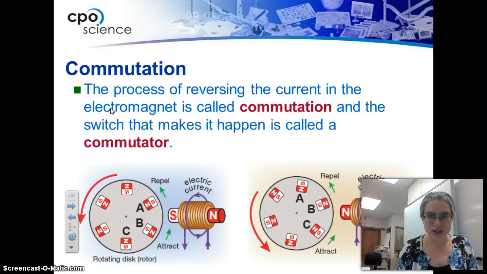The process of reversing the current in the electromagnet is called commutation, and the switch that makes it happen is called a commutator. Okay, so here's your rotor with your disc, here's your permanent magnets, here's your electromagnet, here's your south pole, which is attracting the north pole and repelling the south pole here. And then as it switches, you've got the attraction or repulsion taking place. That switch that takes place is called the commutator, and the process of reversing the current in an electromagnet is called commutation.